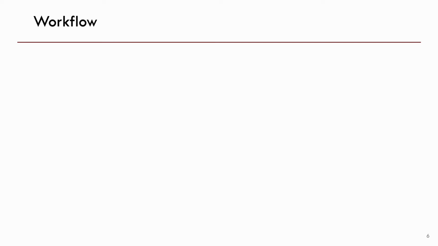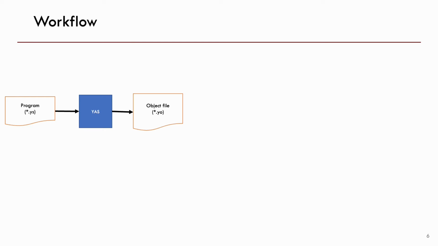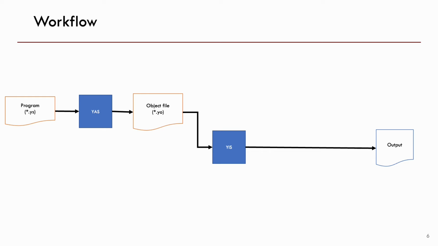Okay, then let's revisit our workflow of the project. We start with a program written in Y86 assembly language, a ys file, and then using YAS we generate an object file, a yo file. Then we use the YIS simulator to execute this object file, and we will get the updated programmer-visible state as an output.